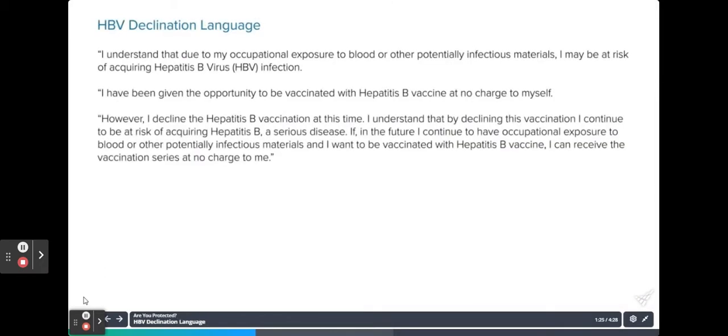Employees who decline the vaccination are required to sign a written declination statement. If at any time the employee changes their mind, the employer is obligated to provide the vaccination series. Contact your exposure control manager with any questions.